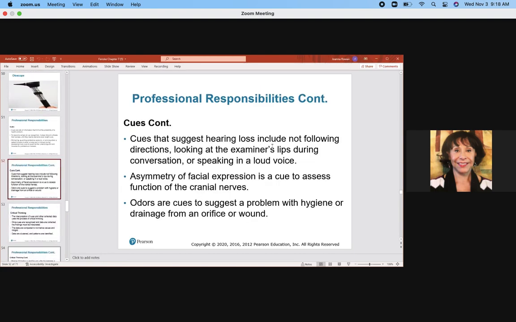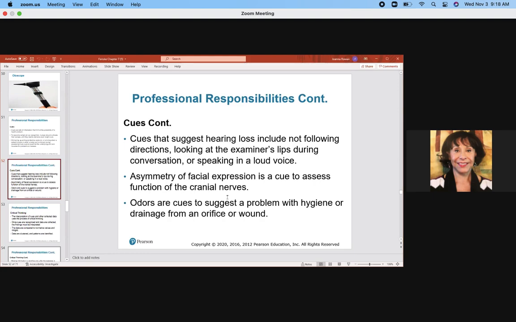Cues that suggest hearing loss include not following directions. So when you are speaking to a patient and you say, look up, the patient does not follow commands because he or she cannot hear. Looking at the examiner's lips, or if you see the patient looking at your lips while you are talking, that means the patient cannot hear. Or when the patient answers in a very loud voice, it is because they cannot hear how high their voice is.